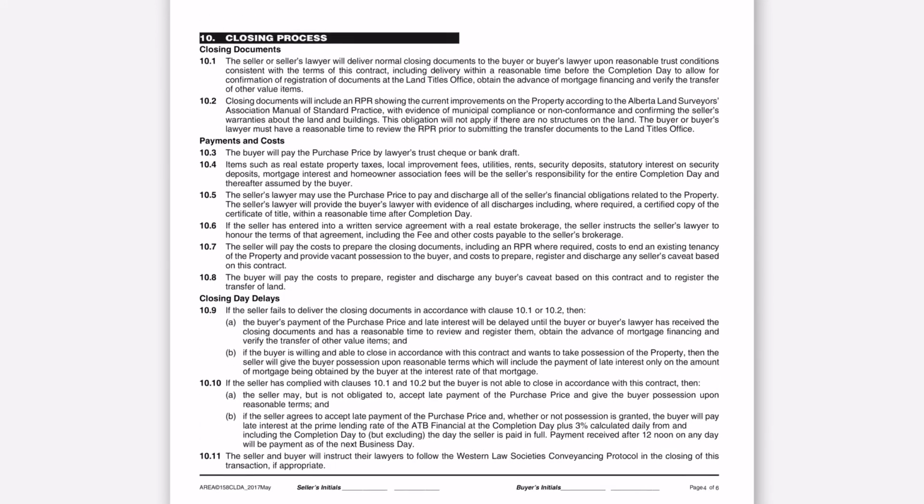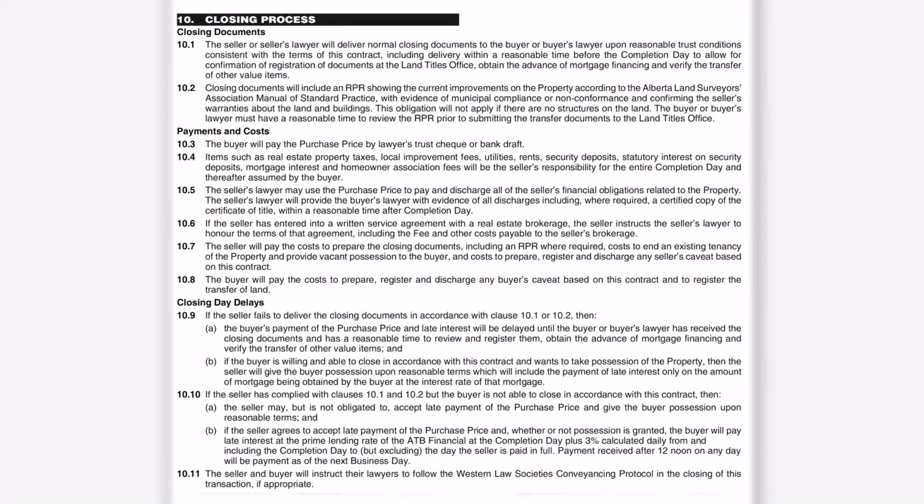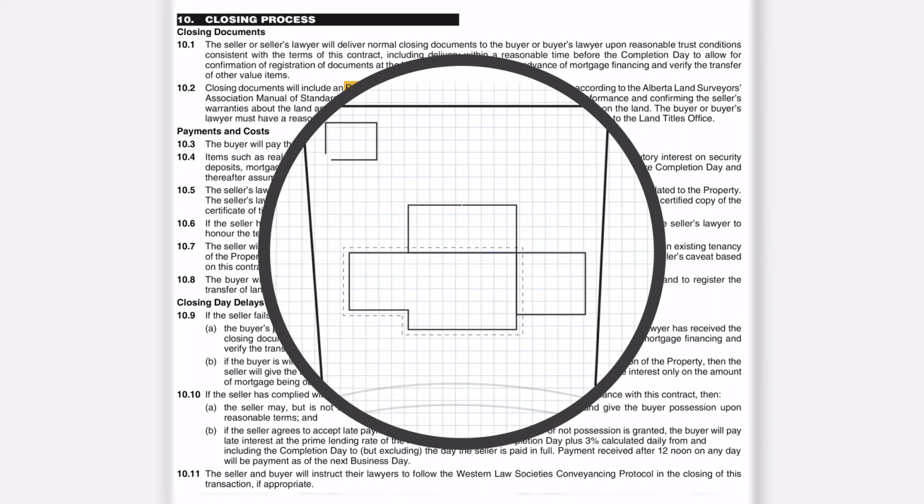6. Closing process. This identifies all the documents that fee simple law needs to legally close the transaction on the completion day. One of the most important documents we require is a real property report, also known as an RPR, which is a land survey that shows the property lines and any current improvements to the property. For example, the location of the house, garage, shed, deck, and fences.